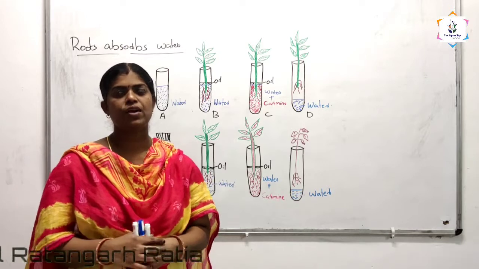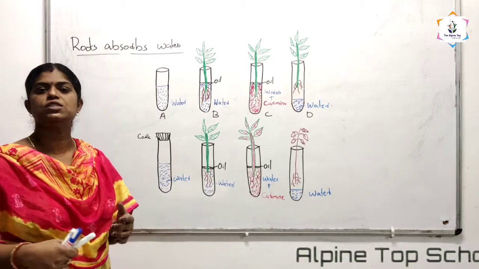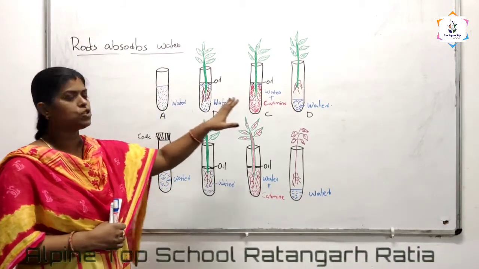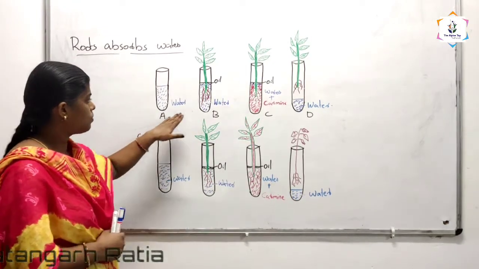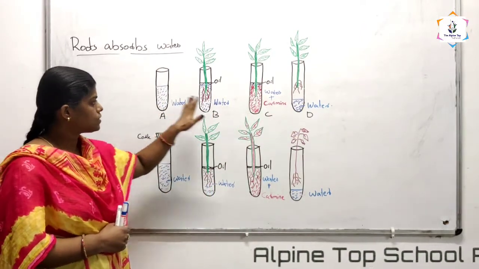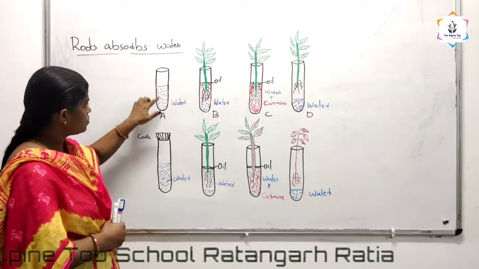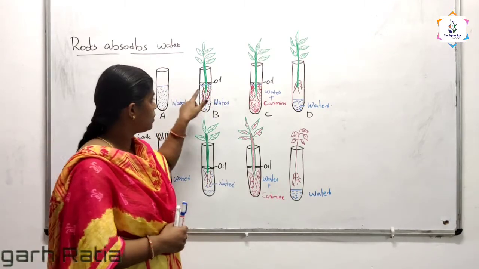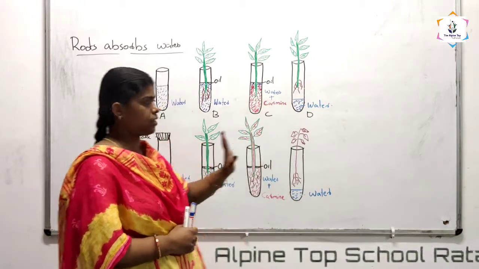Hello students, today we are going to look at an activity which shows that the roots are responsible for the absorption of water. For that we have taken 4 test tubes here and we are marking these test tubes as A, B, C and D. In all these test tubes we are going to add some water. Here also, this blue colored shade that you can see is water. Here also water is added.